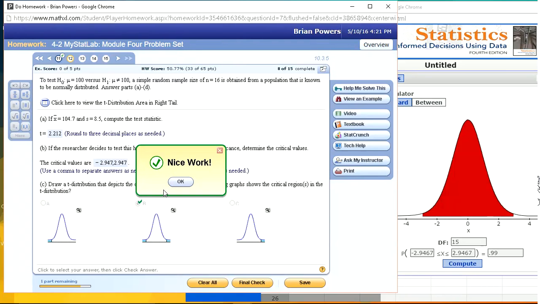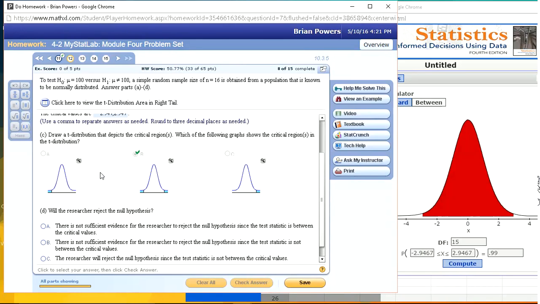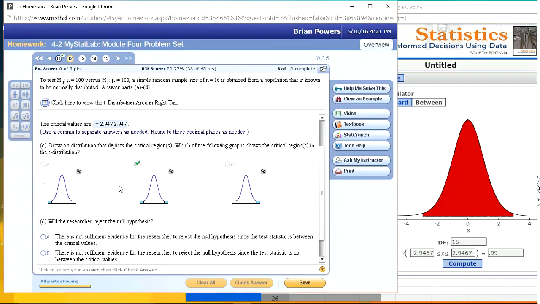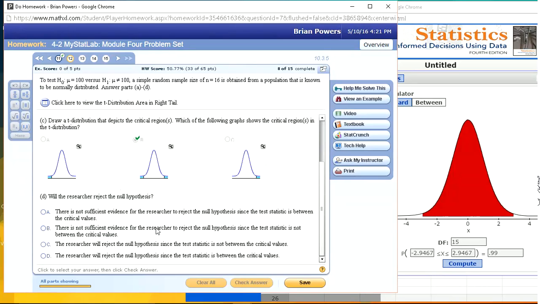And then finally, do we reject? The t statistic we got is 2.212. That's not inside the tails. That's between them. That's not in the rejection region. So there is not sufficient evidence to reject the null hypothesis, because the test statistic is between the critical values. Because it is between the critical values, it's not out in the tails. That means we don't reject. Excellent. Okay, moving along.